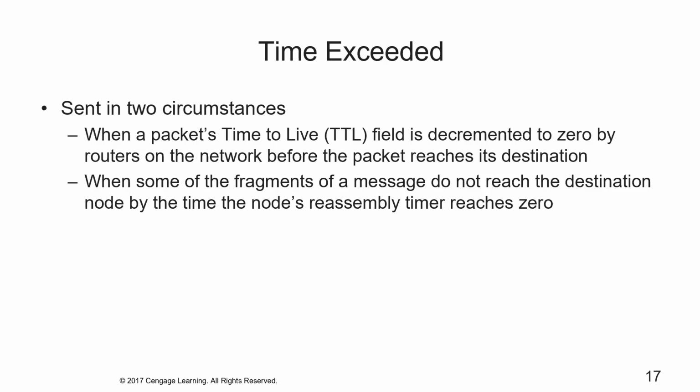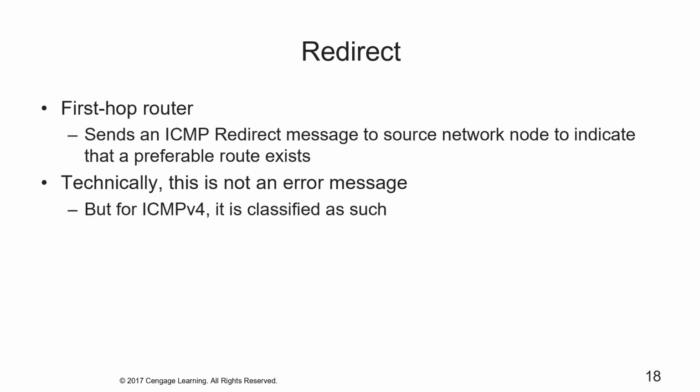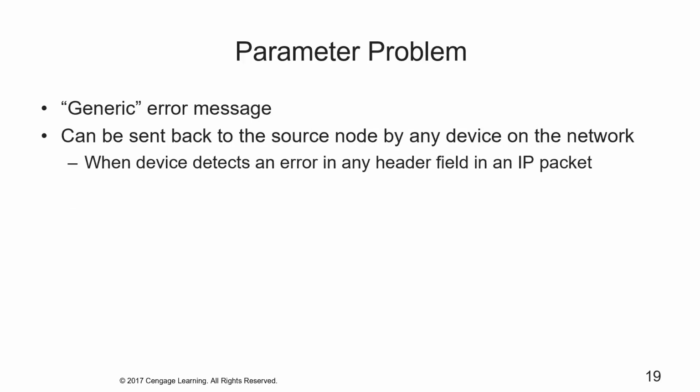Redirect. A first hop router sends an ICMP redirect message to a source network node to tell it that a preferable route exists, but really this isn't an error message. However, in ICMPv4, it's classified as an error message. A parameter problem is a quote-unquote generic error message, and it can be sent back to the source by any device in the network when the device detects an error in any header field in an IP packet.